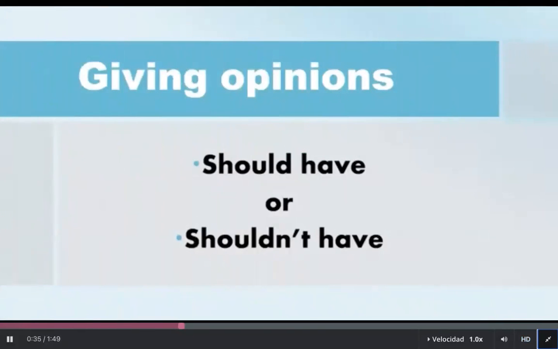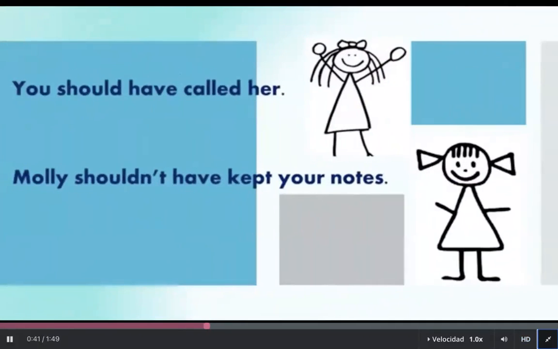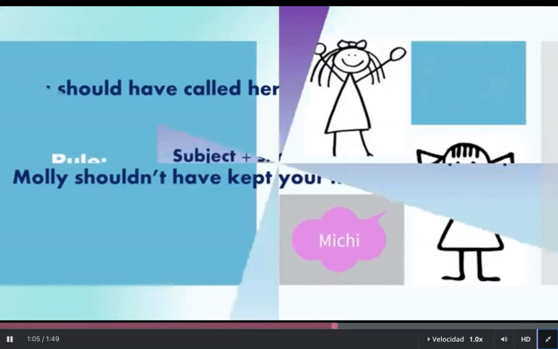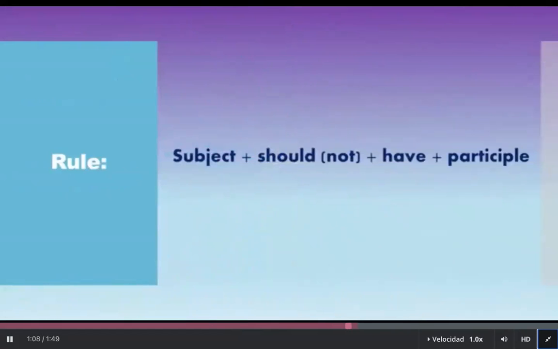Giving opinions. When giving opinions, we may use should have or shouldn't have. I will give you two sentences. You should have called her. Molly shouldn't have kept your notes. In the example, you should have called her, Molly is giving an opinion. She thinks Michi was wrong to send emails. Molly shouldn't have kept your notes. Michi is giving an opinion. She thinks Molly was wrong to keep the notes. This is the rule. Subject plus should, not plus have plus participle.